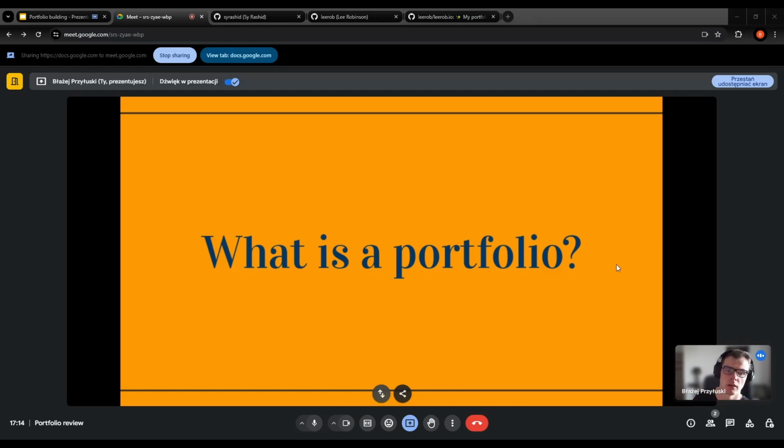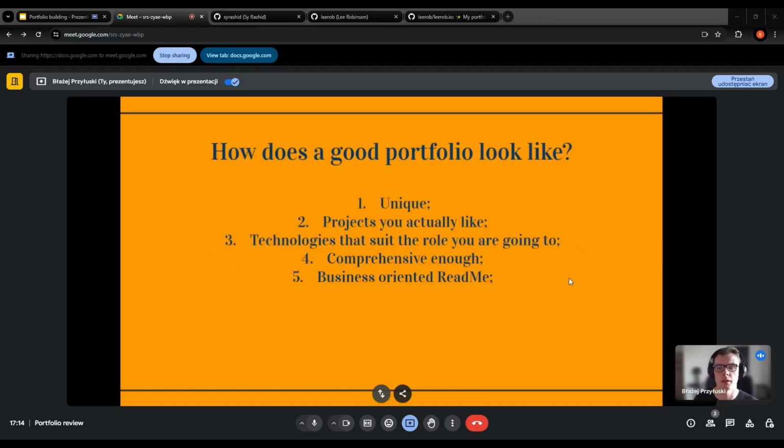So we are going to be talking a little bit about what a good portfolio looks like versus a bad one, but in just a second. But first, I want to let you know what a good portfolio looks like. So first of all, it's unique. And my best tip for building out a unique portfolio is to actually build something that you yourself will use.